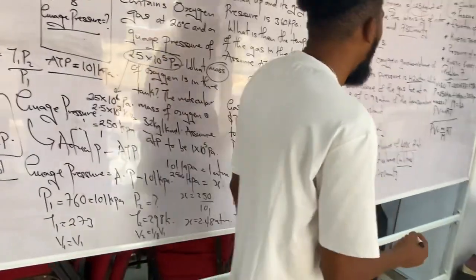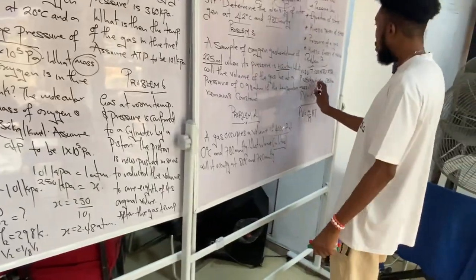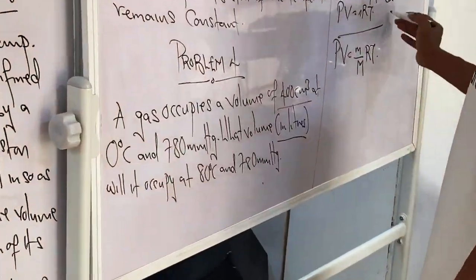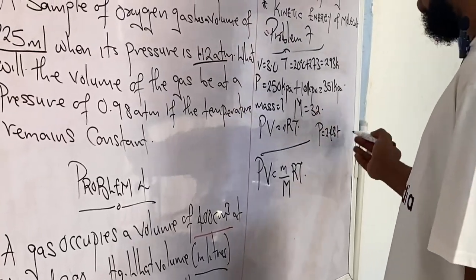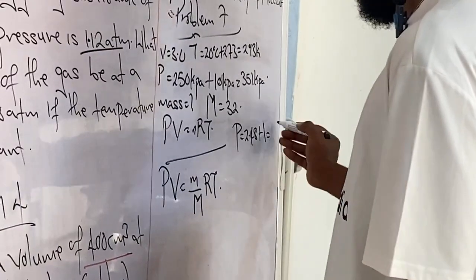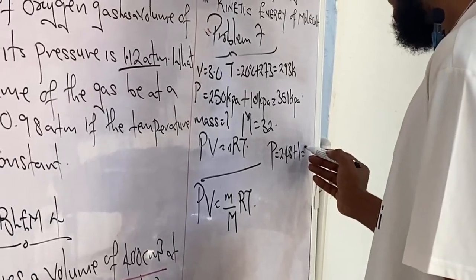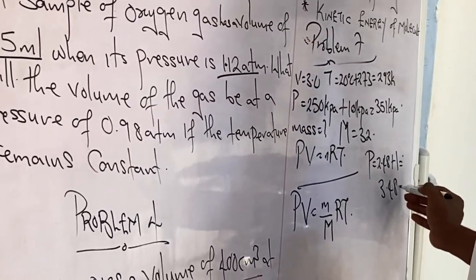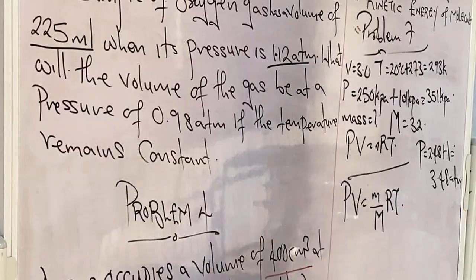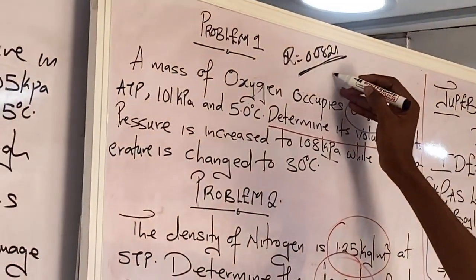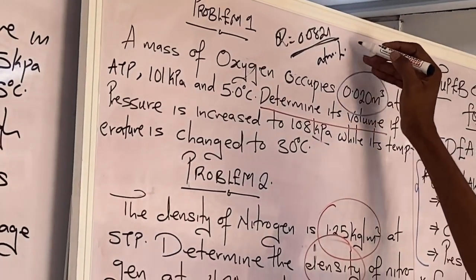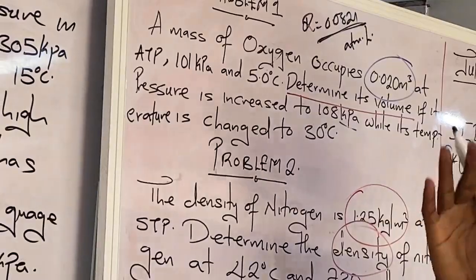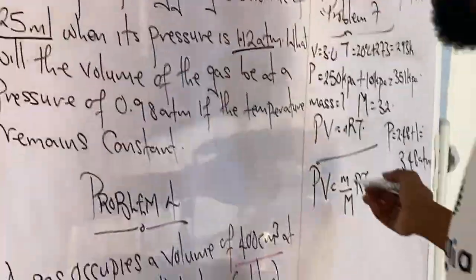So let's use that now. This 250 here, I want to replace it with 2.48. So my pressure is 2.48 plus this 101, which is 1, which gives 3.48 atm. Why am I doing that? Because for me to use these units, I need to be working with my pressure in atm, my volume in liters, which has been given to us already, and the remaining in moles. So let's quickly do that now.